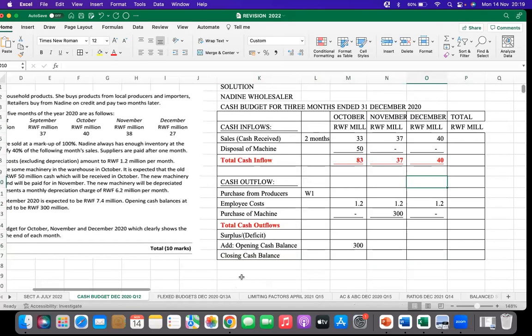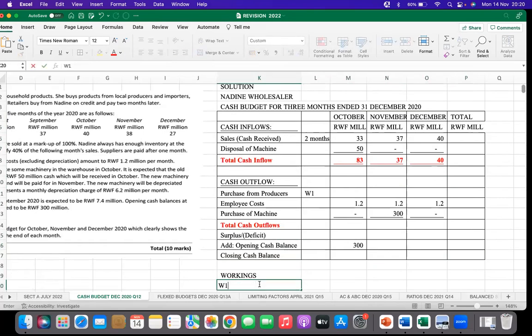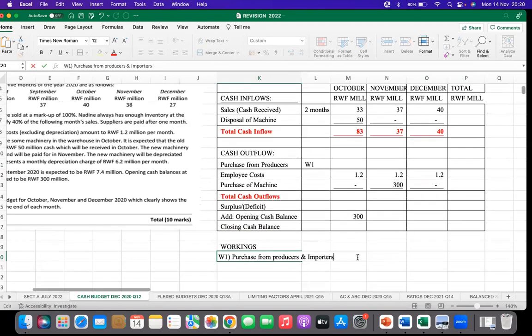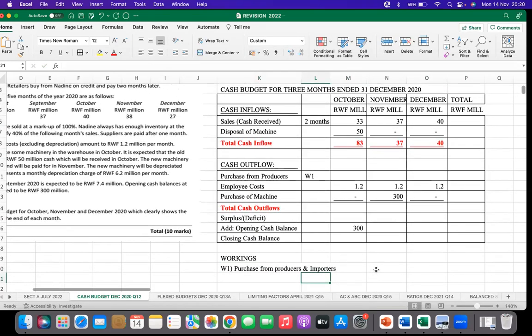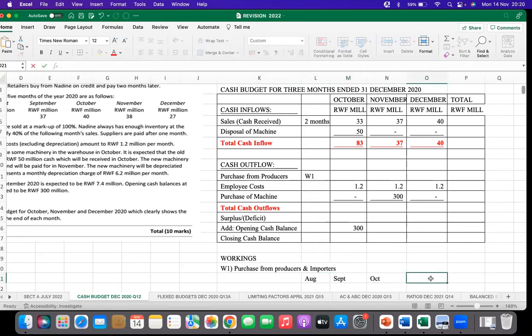What is now missing is our workings. And in our working one, what we are interested in knowing is purchases from producers and importers. That is what we want to find out. So I want to list all months. I'll start with August, I'll go to September, October, November, December.